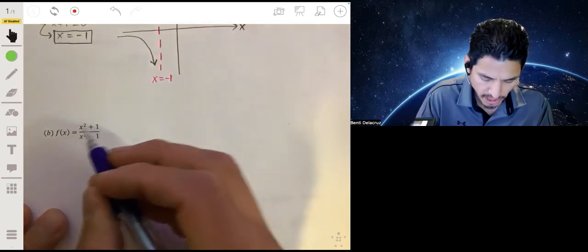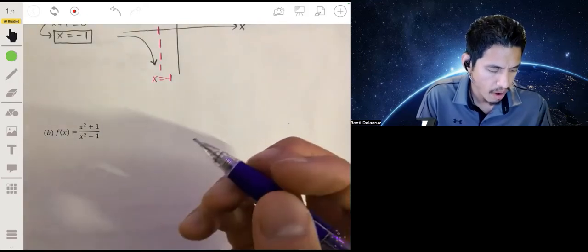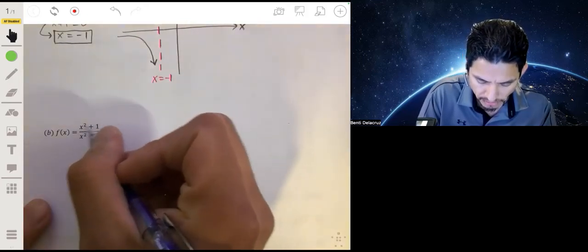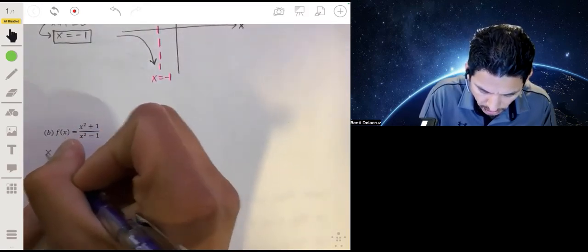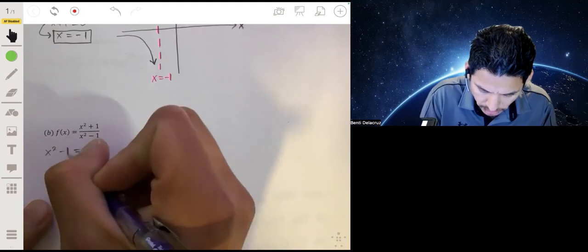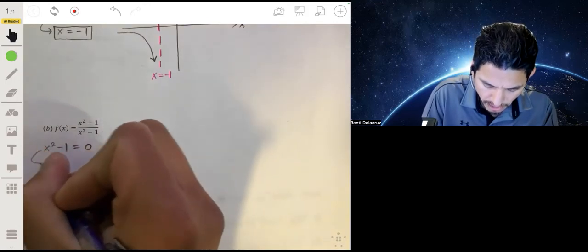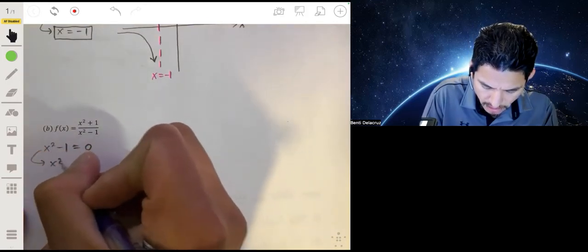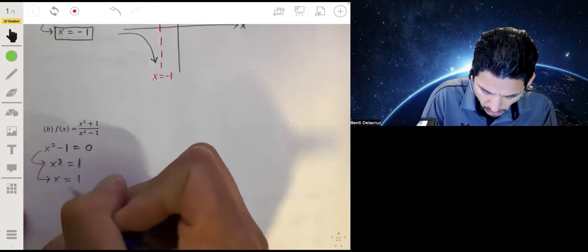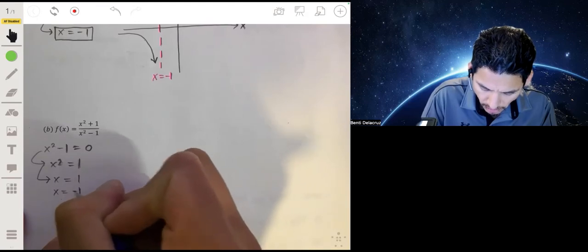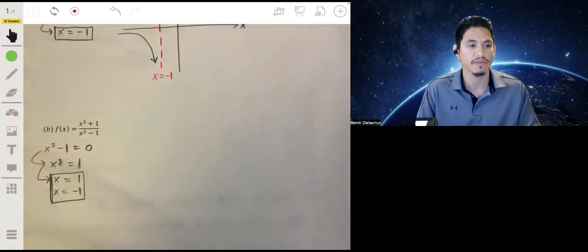Now let's look at this next one, (x squared plus 1) over (x squared minus 1). Again, we can't factor anything else. X squared plus 1 is not factorable. So we set the denominator, x squared minus 1, equal to 0 and solve. You're going to find that x squared is equal to 1, and you'll have two values: x equals 1 and x equals -1 as well. So this graph has two asymptotes.